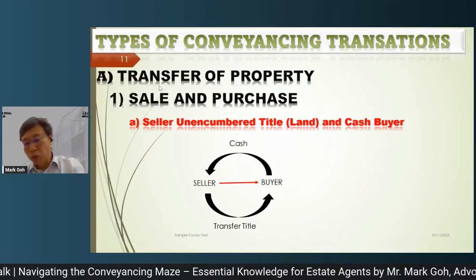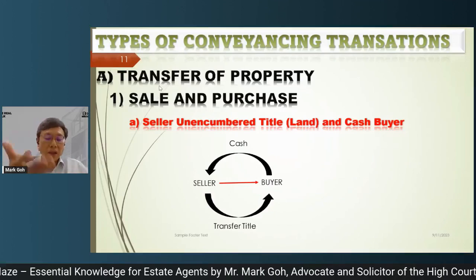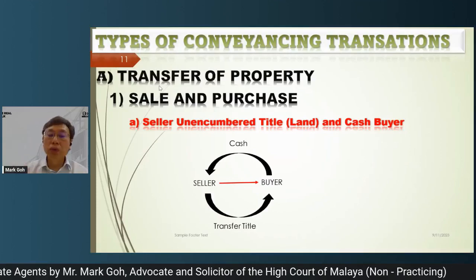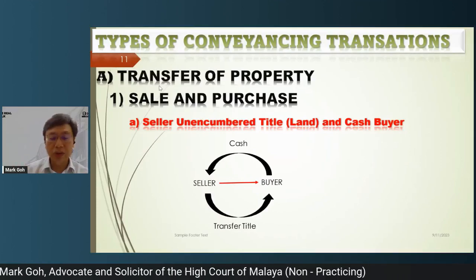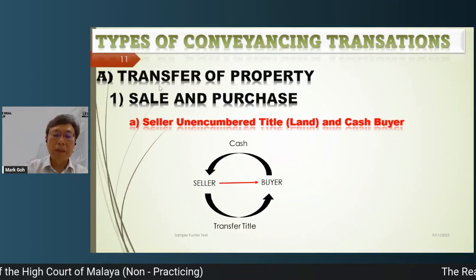You can either have two lawyers, buyer can have his own lawyer, seller has his own lawyer, or you can have one lawyer. I'll come to that later. What you all will usually call a common solicitor. There's no such thing as a common solicitor. Anyway, there is one lawyer that will handle it.